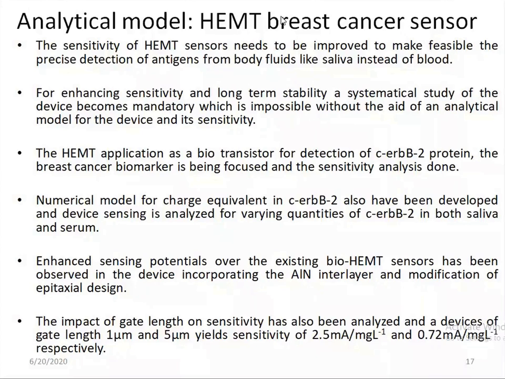So for breast cancer, there is a biomarker, CERBP2, that is a transmembrane glycoprotein present in human blood, human saliva, as well as human urine. But the concentrations will be different in different body fluids. So we have simulated some device structure, and we tried to come up with a theoretical or analytical model for that particular device in order to study its sensing behavior, or how it will act as a sensor.